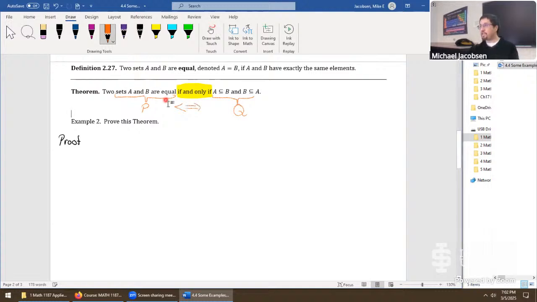And because of the if and only if, we have to prove two different directions. First, we'll prove the forward direction. Let's actually organize a little bit better. Let's say first, assume A, B are equal. And our goal is to show that statement there.